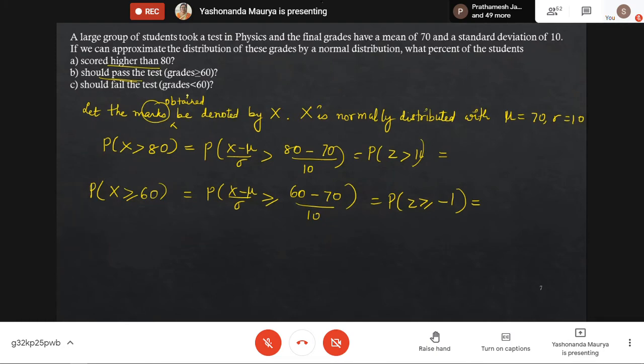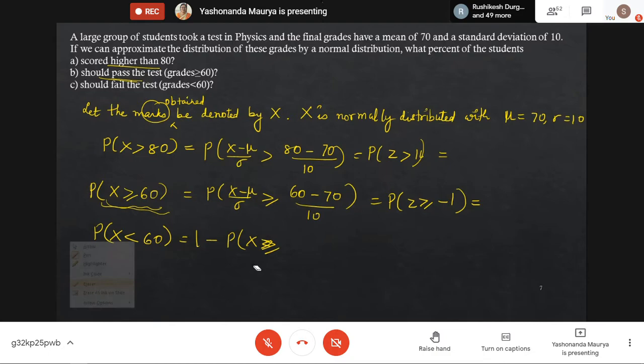How many of them will fail? If it is less than 60, then they will fail. So we want P of x less than 60. Now we have to find this. So what will this be? It will be 1 minus P of x greater than or equal to 60. So whatever is this answer, I can use it here, because either a student will pass or fail. So if you have found the pass probability, then fail will be 1 minus that, which will give you the probability for failure.